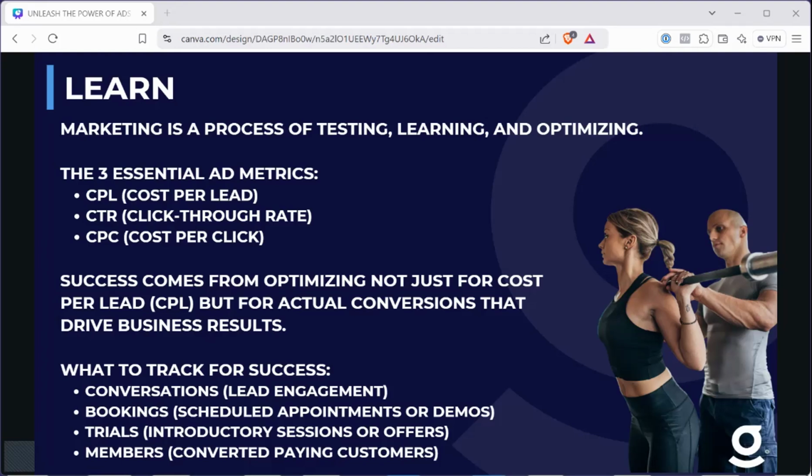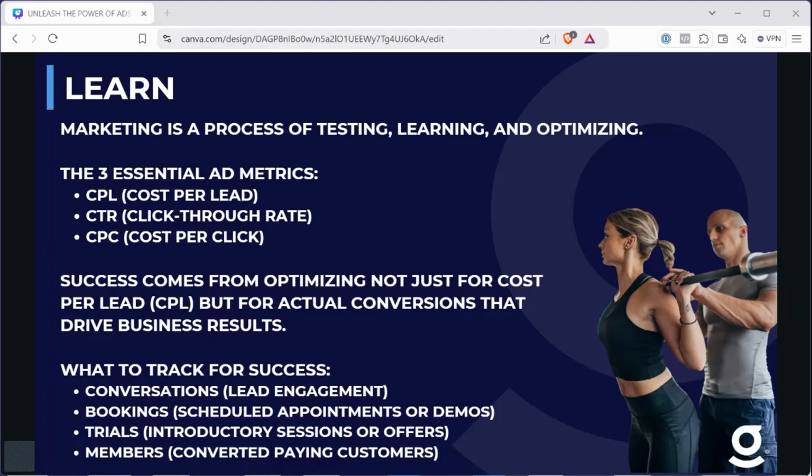But really, really important, guys, to note that success comes from optimizing not just for your cost per lead, but for actual conversions that drive business results. And I'll use that example of the orange shoe. We actually had 2 campaigns running. One was the Super Mums that I shared with you previously, and the other was a strength and balance program. So we had 2 offers running. Now, the strength and balance program had lead costs around about $15, whereas the Super Mums campaign leads were about $25 to $30.